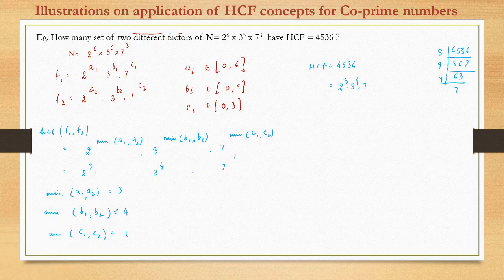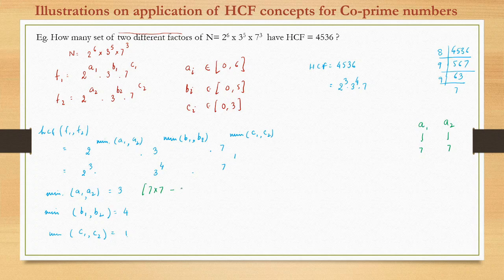Now let us check the first case here. Minimum of a1 a2 is 3. We know a1 a2 can take values from 0 to 6, that is 7 values it can take, right? So 7 into 7, 7 values for a1, 7 values for a2. But we need a value such that at least a1 or a2 takes a value of 3, right? So what to do here? Minimum of a1 or a2 has to be 3.